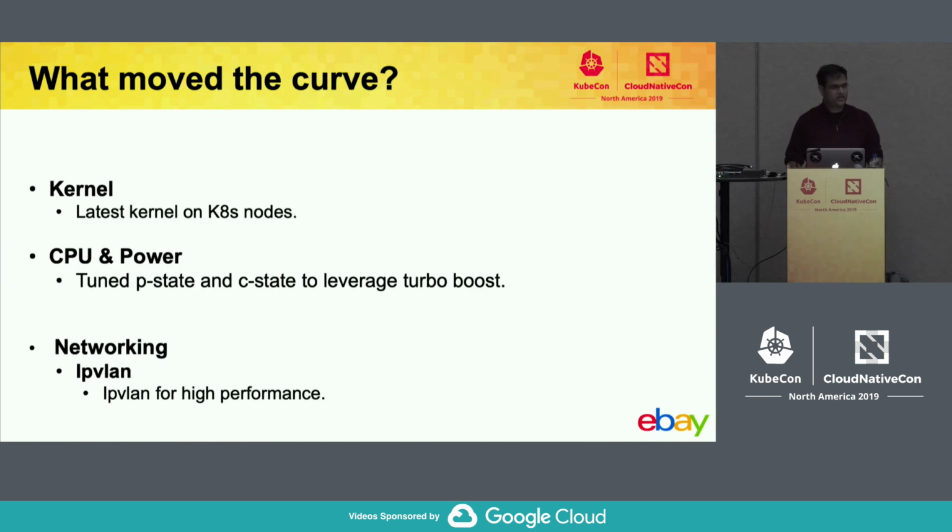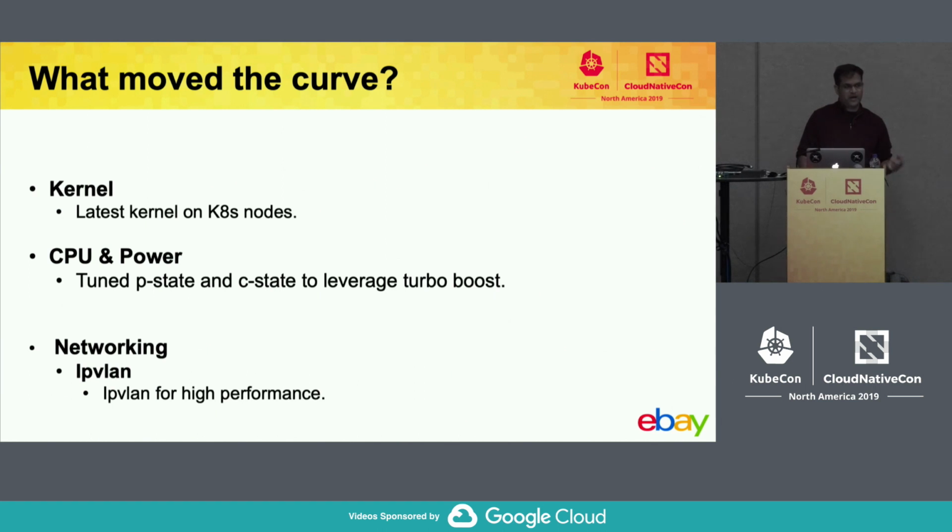There are three important things that helped us move the curve: the kernel, CPU, and networking. We made sure all our kernels are upgraded to the latest version on all our K8s nodes. The second factor is the CPU. We started with the CPU manager, a feature available in Kubernetes. As many of you are aware, this helps in better distribution of workloads by exclusively pinning the CPUs to that workload. However, this particular change did not help us much.